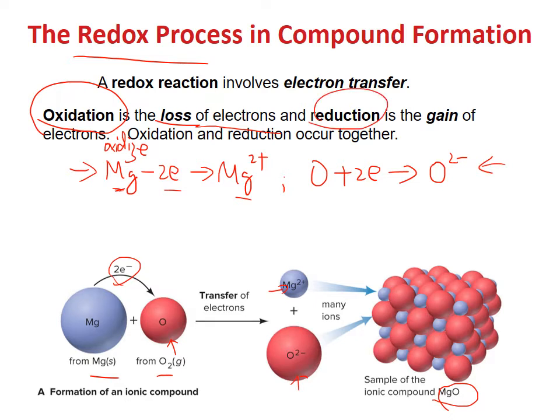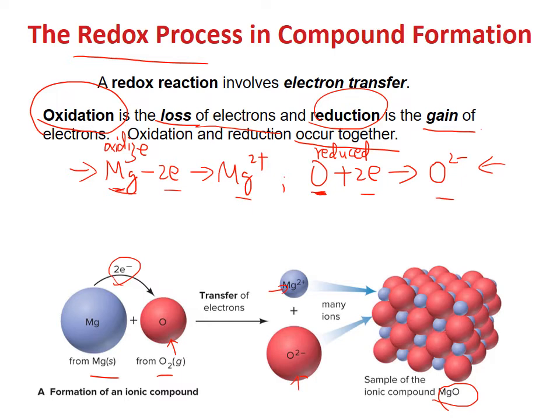Now this half reaction is called reduction reaction. Reduction reaction is the gain of electrons. Oxygen gains 2 electrons, so we can say oxygen is reduced to oxide anion. These 2 half reactions occur together. If one is oxidized, there must be one reduced. If one gains electrons, there must be one that loses electrons.